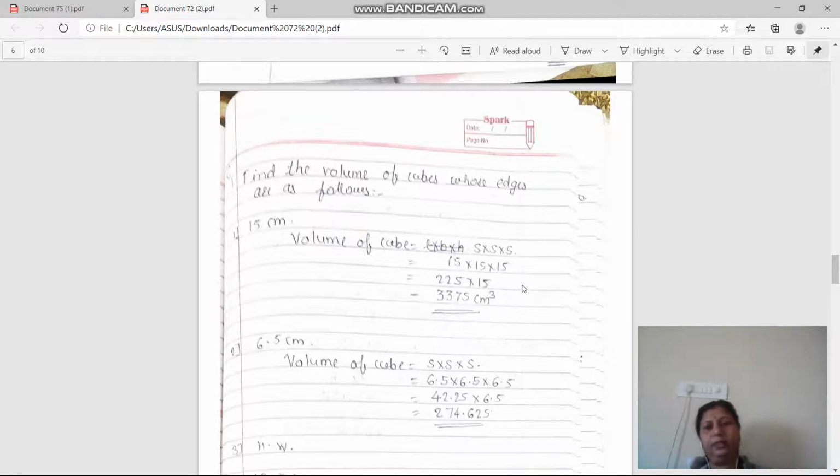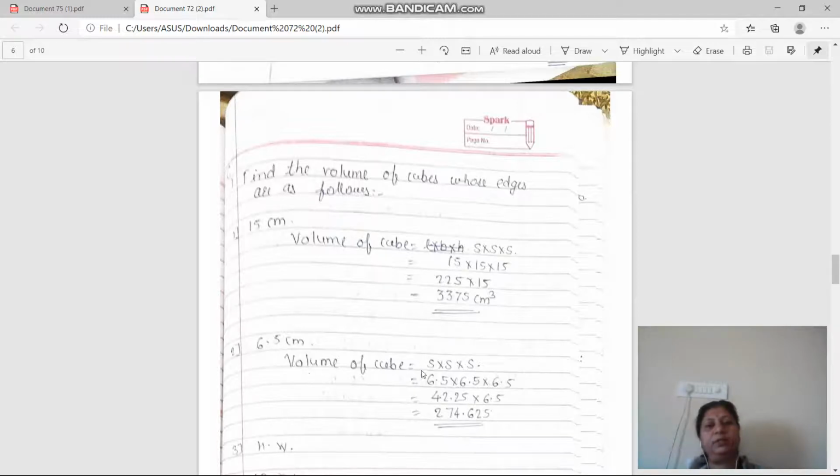Okay, you will multiply it yourself. Don't use a calculator please, so that you can practice multiplying larger numbers. Get it? No one will use a calculator or mobile, you have to multiply this yourself. 225 multiplied by 15, we get 3375 cubic centimeter. Okay, then next, 6.5.